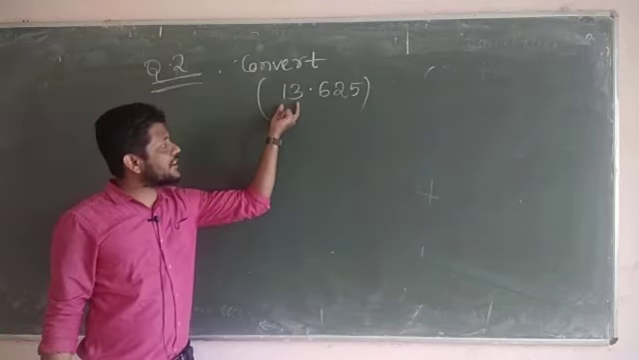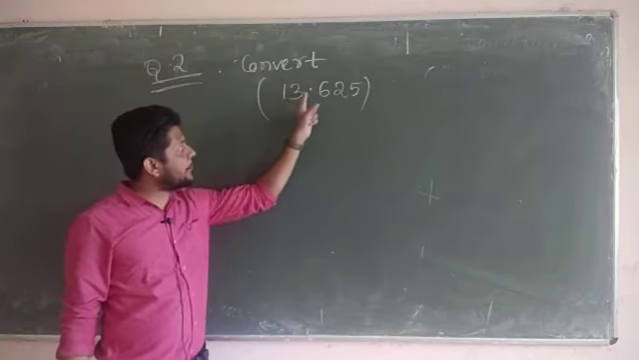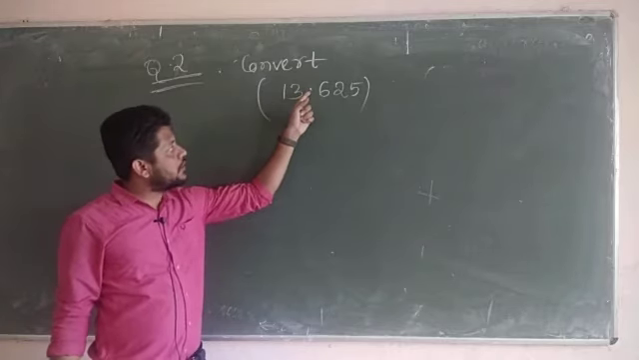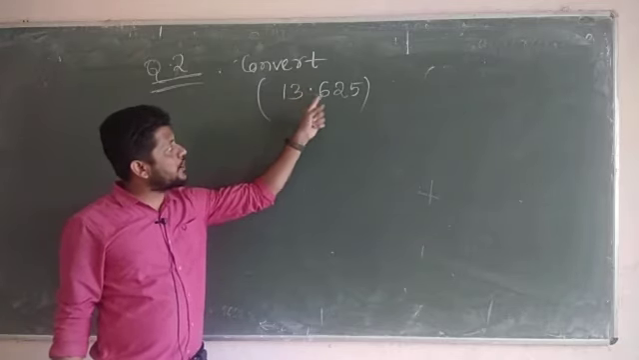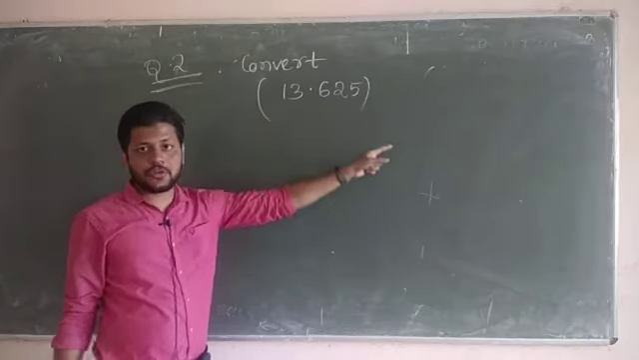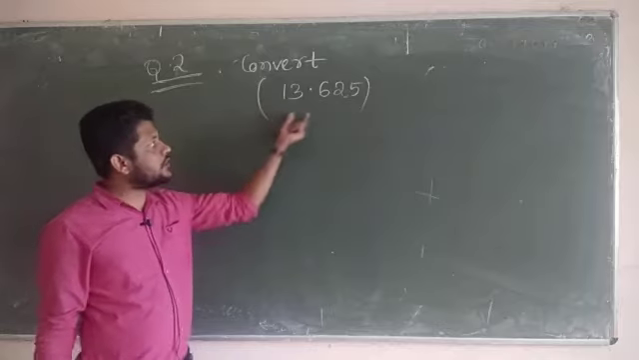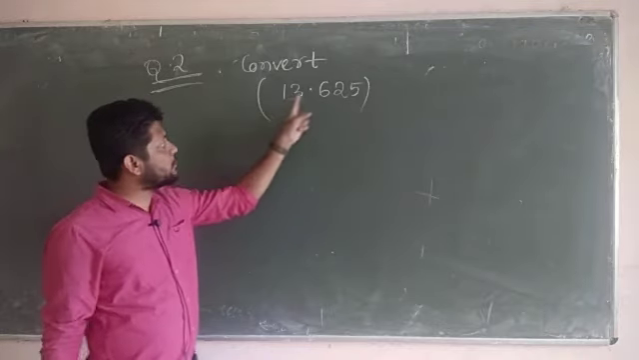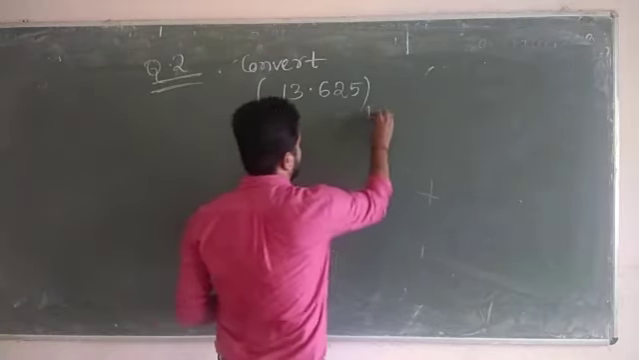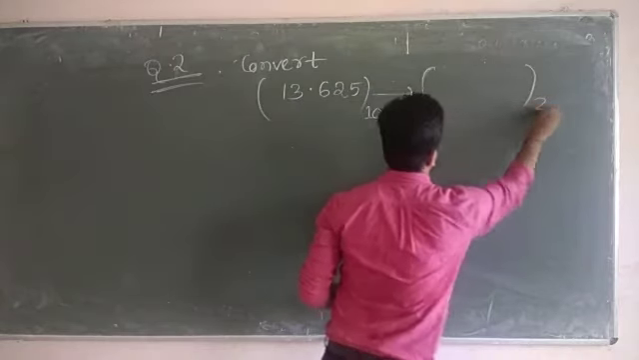This 13 is your integer part. After this, the point means the decimal point. This 625 is your fractional part. So this is a mixed number, that is, it has an integer as well as a fraction. The number is given as 13.625 and you want to convert it into binary.